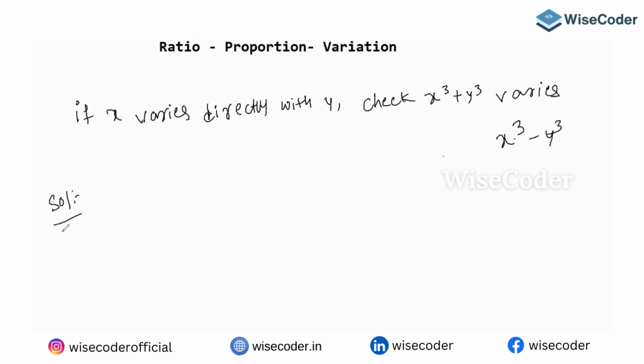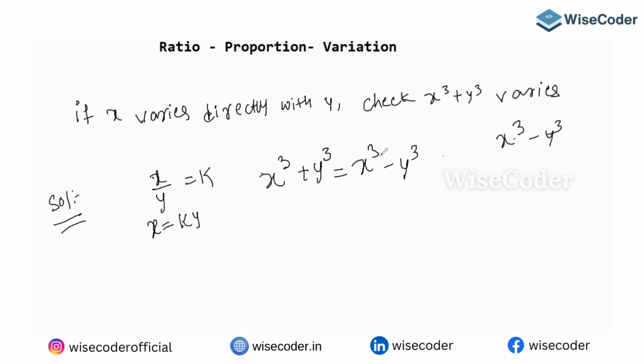Let's see the solution. What is it saying? x varies directly with y, so x by y is equal to a constant. From this you can write x is equal to ky. But what is it asking? x cube plus y cube is related to x cube minus y cube. Yes or no?